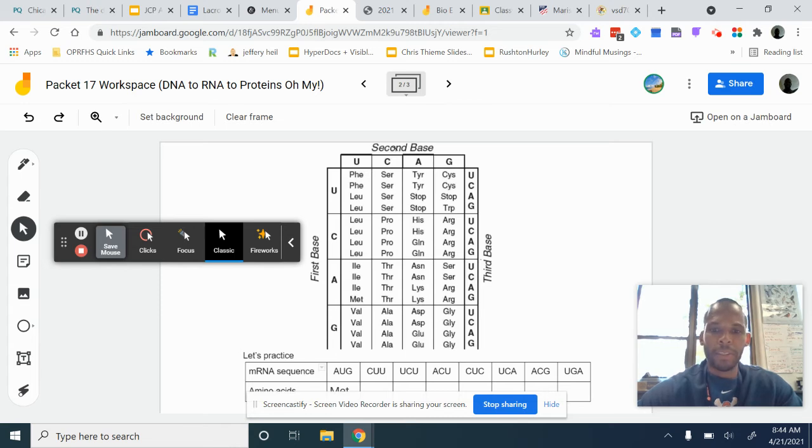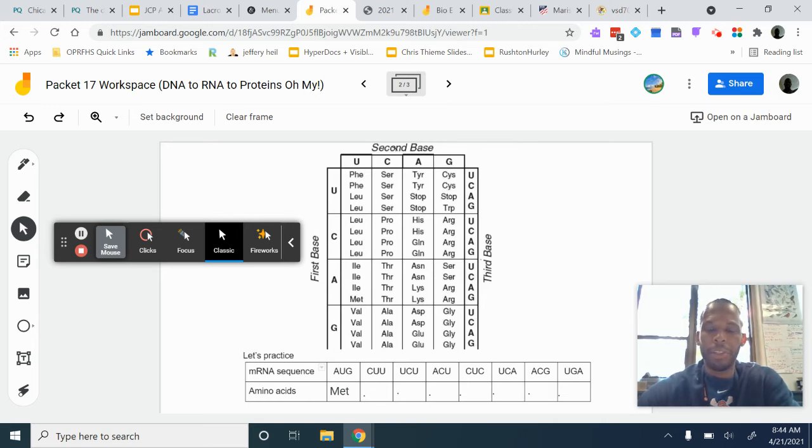All right, so next one, this one's a little bit trickier. We're going to go from mRNA, which leaves the nucleus. And now we're going to actually make the amino acids, which make up the proteins, which make up your physical traits. We're all made of proteins, right?